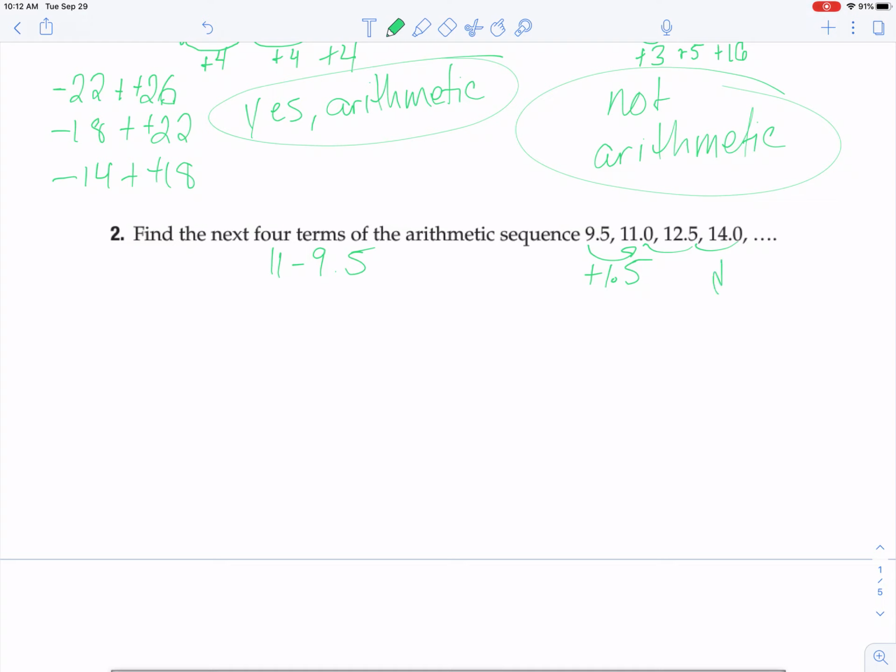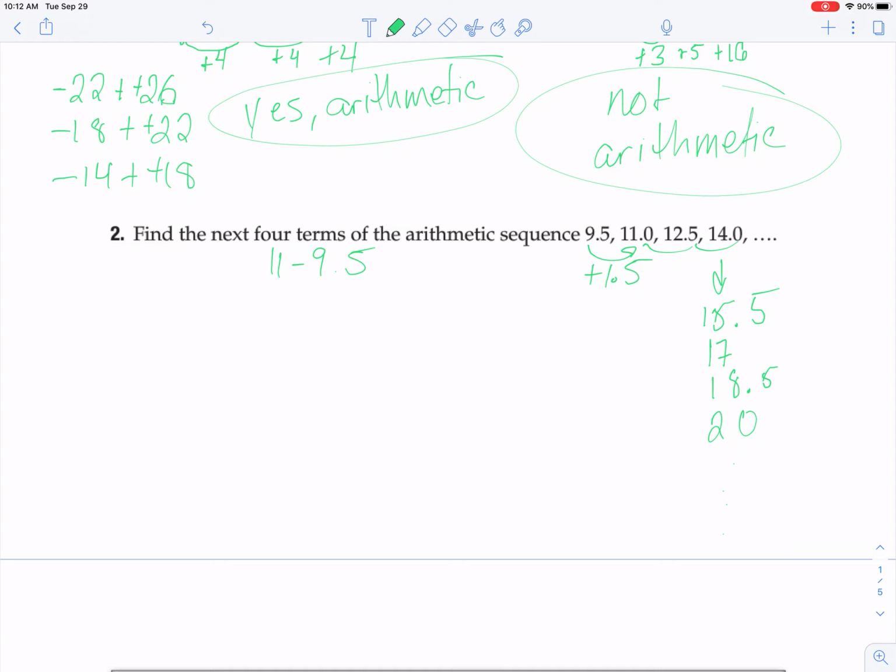Great. Add that to 14. 14 plus 1.5 is 15.5. 15.5 plus 1.5 is 17. Plus 1.5 is 18.5. Plus 1.5 is 20. Okay, I can continue that pattern for as long as they say. Here they just wanted 4 terms, so that's all the farther I went.